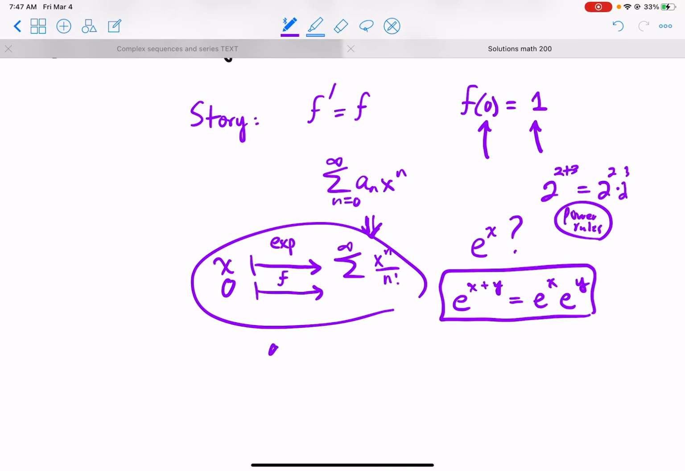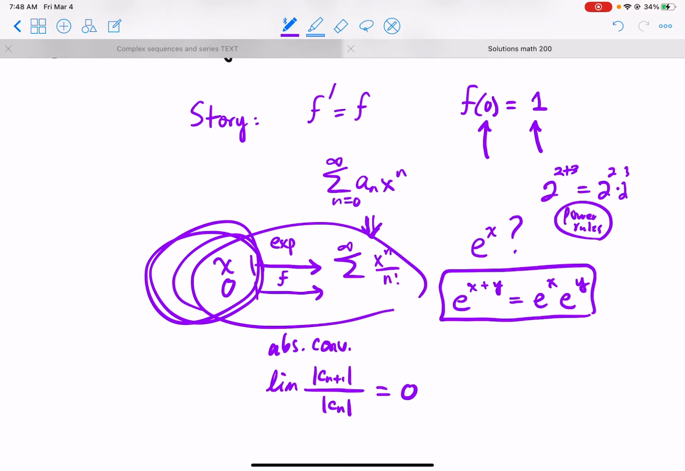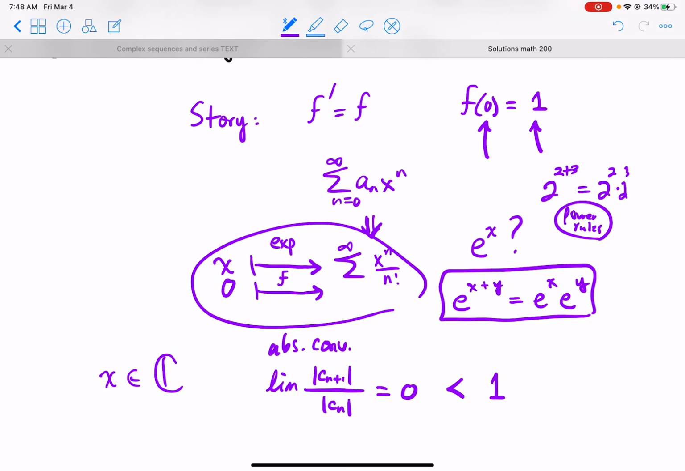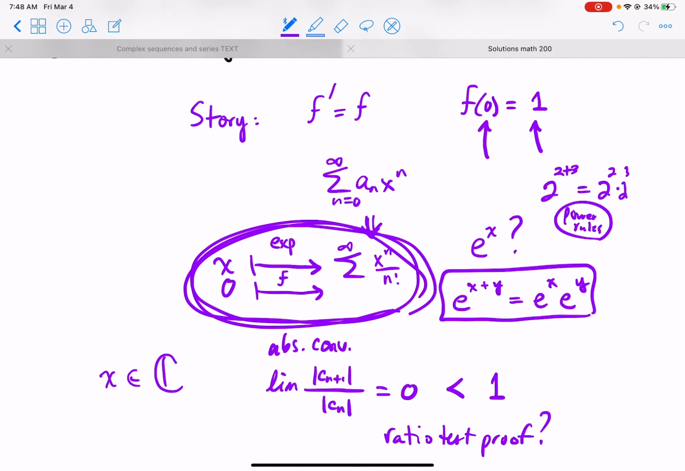In fact, we checked. This is absolutely convergent. By the ratio test, the limit of these consecutive ratios of the terms was actually 0. It was completely independent of what x you chose. That is awesome, because that means you can choose any x at all in the complex numbers, and the limit will be less than 1. We can compare to a convergent geometric series. Do you remember the proof of the ratio test? Go back and watch that video if you don't.